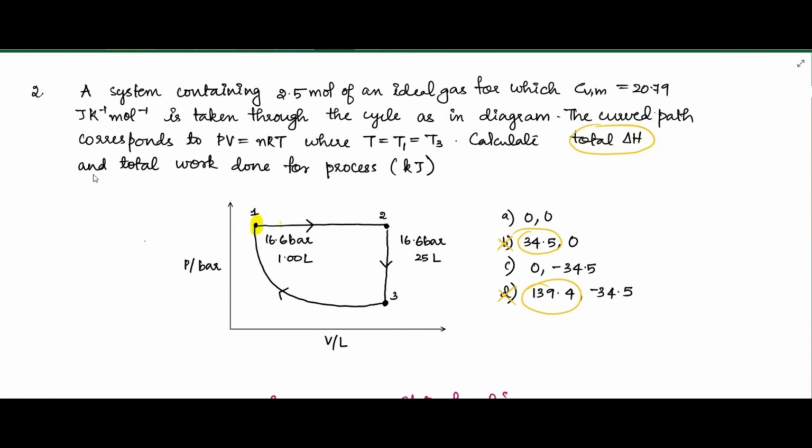Total delta H and total work done. Now, in this system, from 1 to 2 to 3 there is some work which is being done. So the chance of the work done being 0 is very low. So it won't be A as well. So if you make an intelligent guess, the answer is going to be option C. But let's see whether we get it.